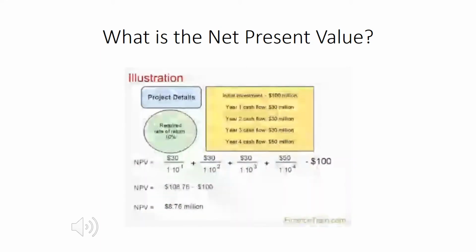Let's take a simple example to illustrate the calculation of NPV. Assume that your company is looking at investing $100 million in a capital project. The project will return post-tax cash flow of $30 million for 3 years and $50 million for the 4th year. Assume a discount rate of 10%.